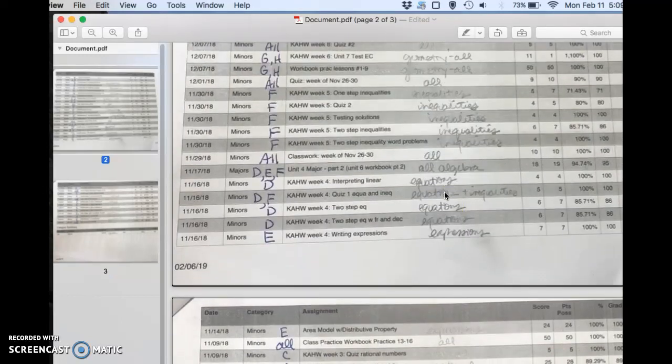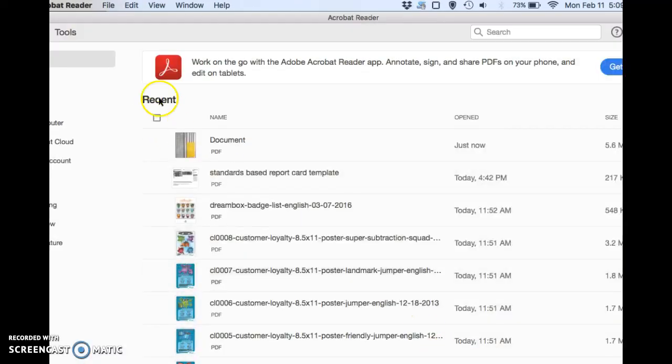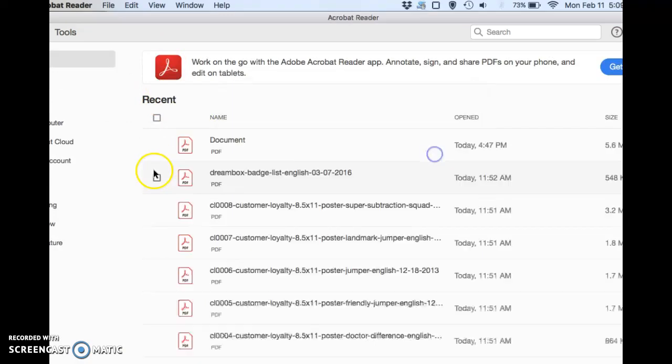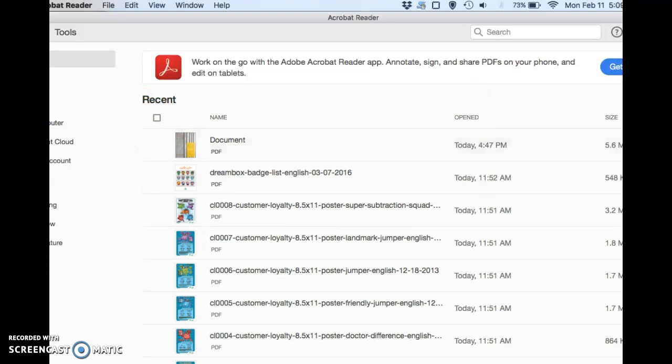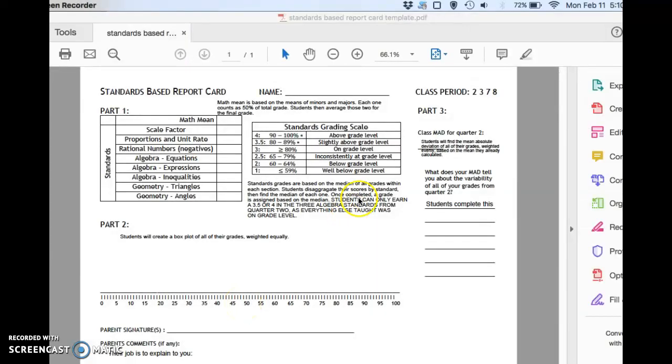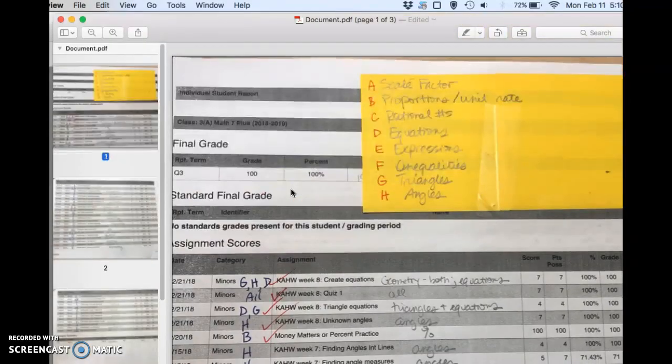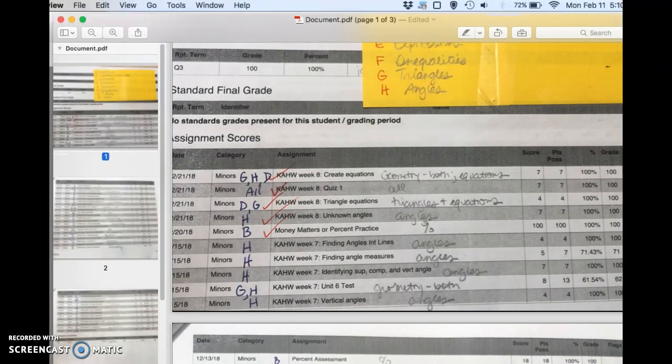So when you are looking at everything that you're supposed to be doing, let me make sure. This is the standards-based report card template that's been given. What I'd like for you to do is just go ahead and write down everything on here. I can give you a fresh copy if you would like to have a clean one to use before you turn it in. But let's make sure that you understand what you're supposed to be doing.